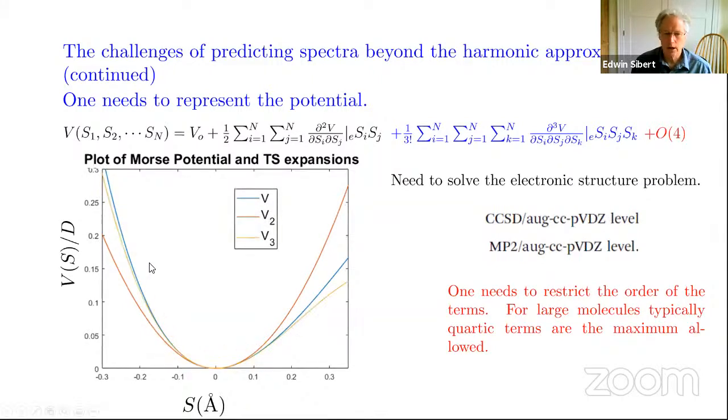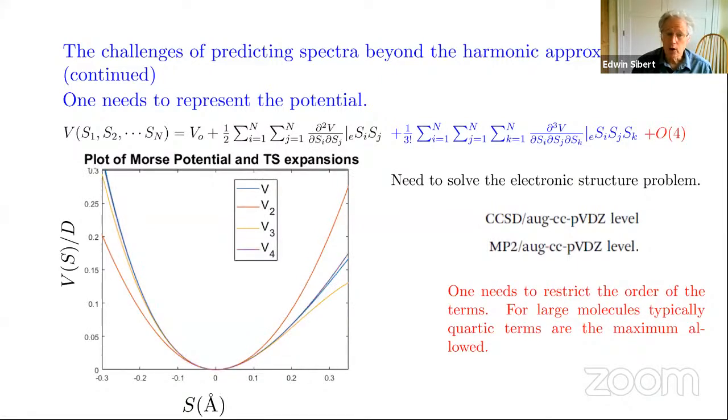And so this tells you that you need a cubic term. V3 is my cubic term. You can see that when I add the cubic term, I've done a much, much better job at representing the potential. Usually that's not enough though, so you have to go to the quartic term. And the quartic term is what kills it. It just really does a very nice job.